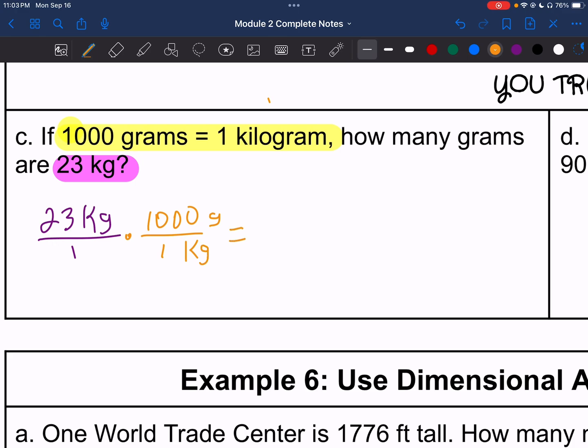So now we just need to multiply straight across. Our kilograms cancel out because there's 1 in the numerator, 1 in the denominator. So 23 times 1,000 is 23,000. And that is measured in grams. So 23,000 grams in 23 kilos.